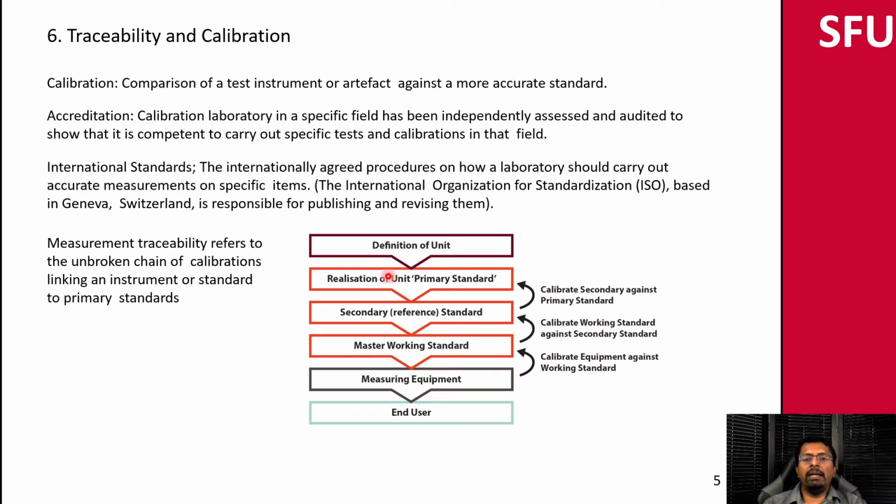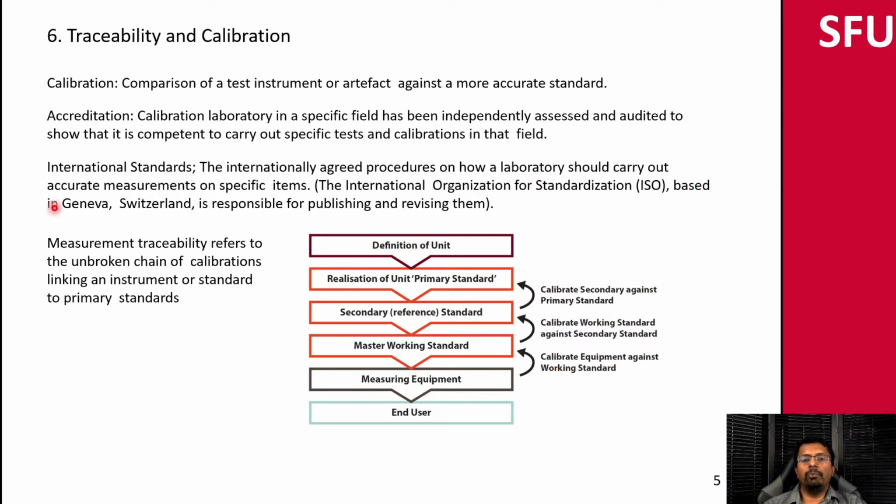Then accreditation is the comparison of a laboratory in a specific field. They independently assess and audit to show that they are competent. So the laboratory is competent in doing that. International standards are agreed-upon procedures on how a laboratory should carry out accurate measurements on a specific item.